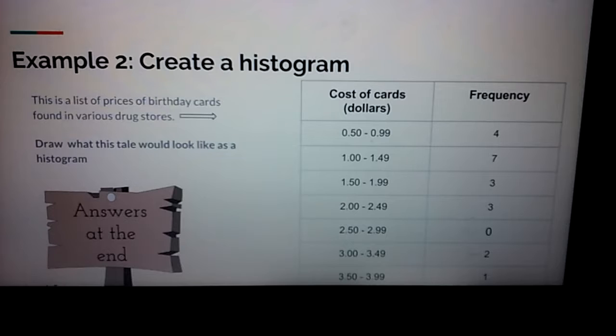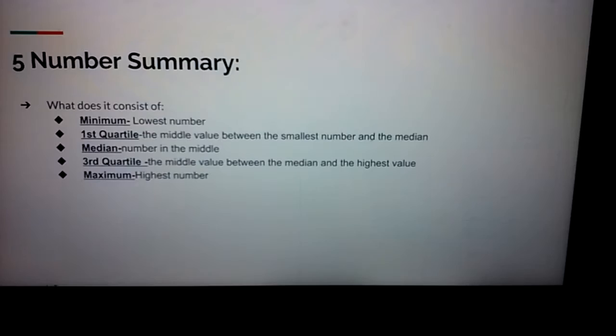So example 2 is to create a histogram. So this is a list of prices of birthday cards found in various drugstores. So what you need to do is draw what this table would look like as a histogram. I'm sorry for my misspelling. So yeah, again, pause the video, make sure you draw what the table would look like, and make sure you're paying attention to the IB command terms.